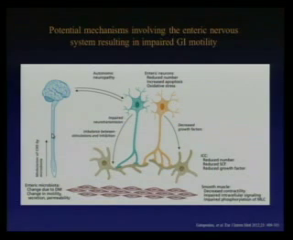Additionally, there's a lot of interaction between the gut and the CNS, and when that gets damaged, then you can have changes in the motility, changes in the GI secretions, as well as an increase in the permeability of the gut, which can have adverse symptoms.